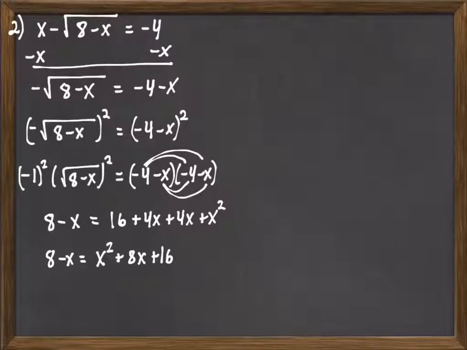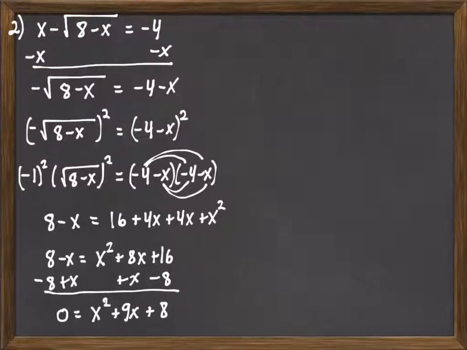At this point we recognize, hey, we have a polynomial equation. So to solve that polynomial equation, we're going to need to get it equal to 0. So we subtract off the 8 and add the x, and do that to both sides. And again, matching up our like terms. That gives us 0 equals x squared plus 9x plus 8. Now I'm going to ask you to pause the video and take a moment and try to solve that equation.